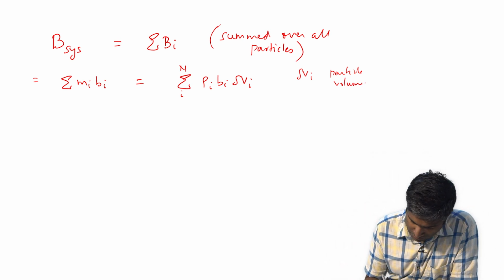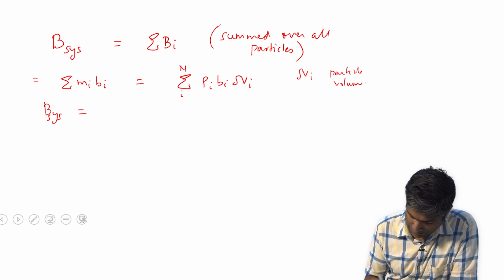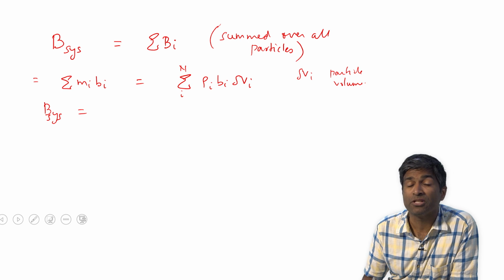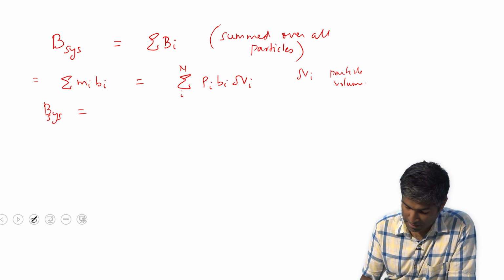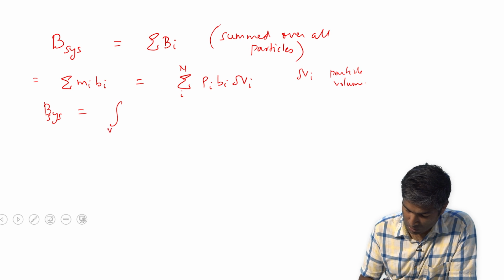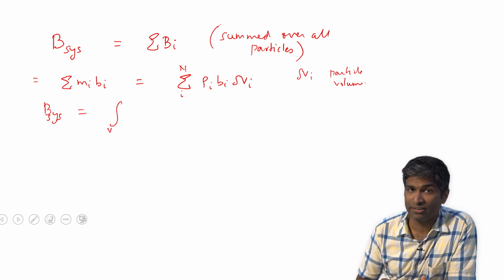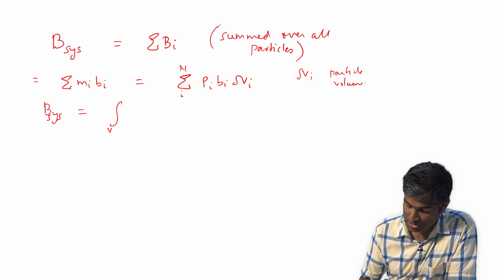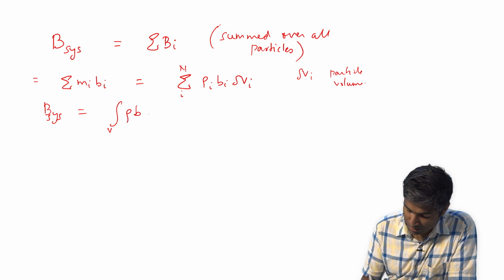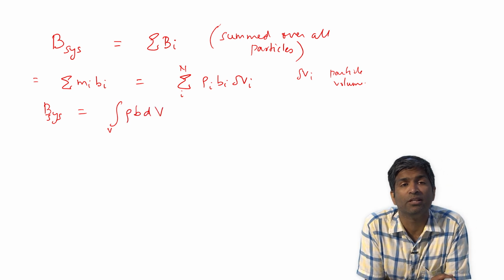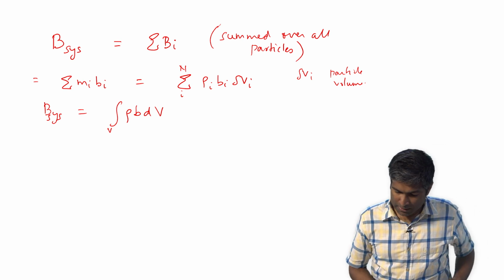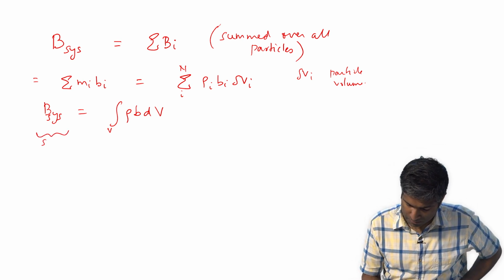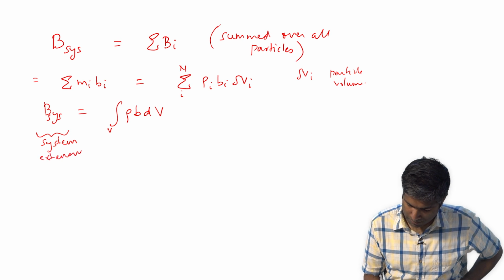And so essentially I could write that my system extensive quantity, if I were to replace this summation sign by an integral sign over the volume occupied by the control mass, it would just be rho b times dV. That's my system extensive property.